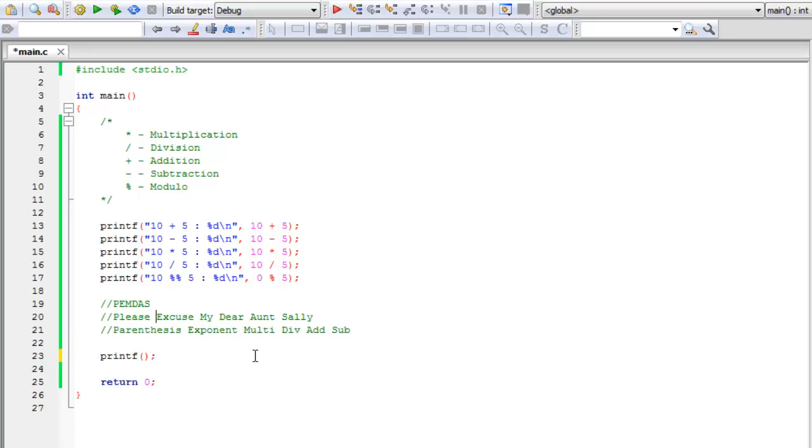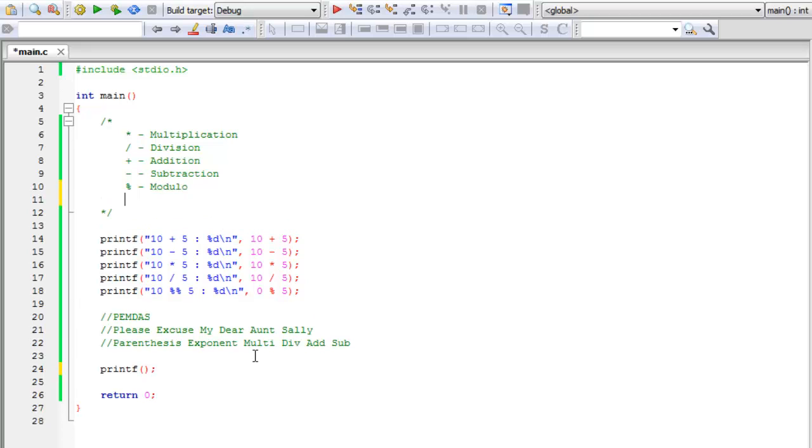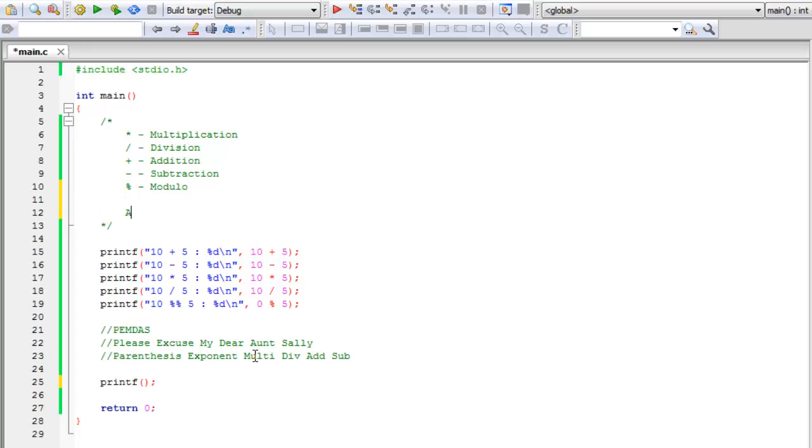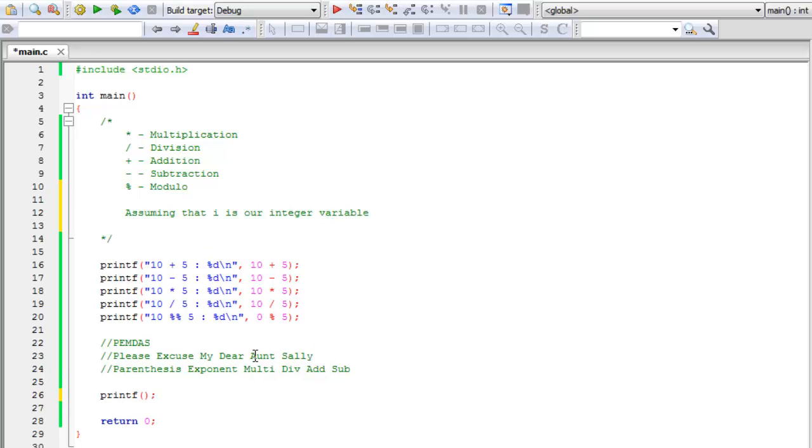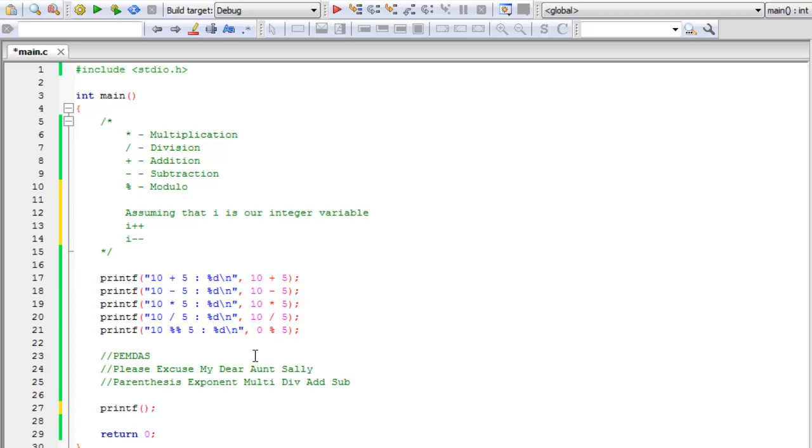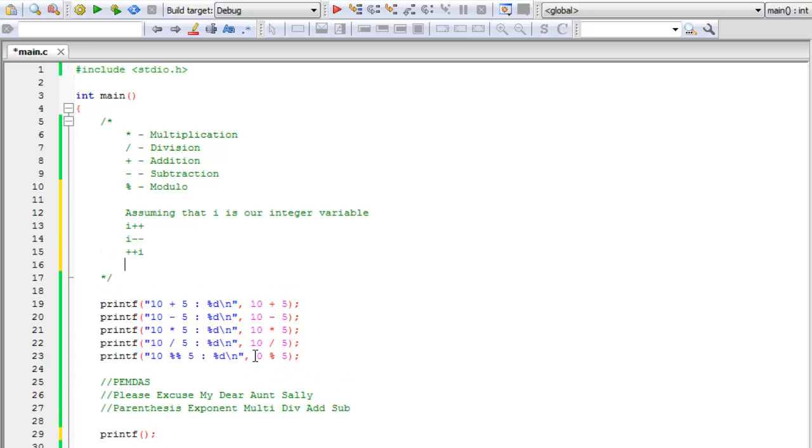Next, we actually have a few more operators. We have the incremental operators and the decremental operators. So assuming that i is our integer variable, we have i plus plus and i minus minus. We also have plus plus i and minus minus i. So these are pretty straightforward.